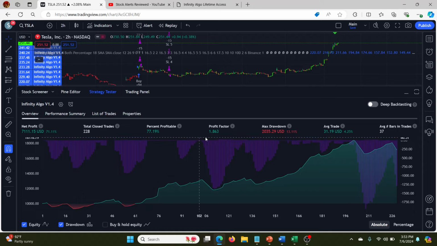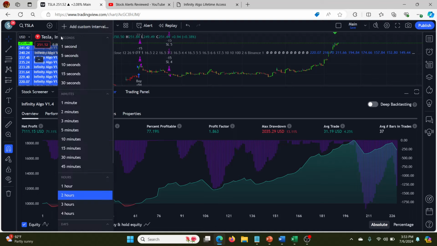So wow, look at this. This is the 2 hour on Tesla. You can see there's 228 trades, 77% profitable with a profit factor of 1.8. Very nice uptrend here with very little drawdowns. So really nice $7,000 profit based on this model portfolio and the backtesting. So the 2 hour time frame on Tesla would be straight out of the box profitable.